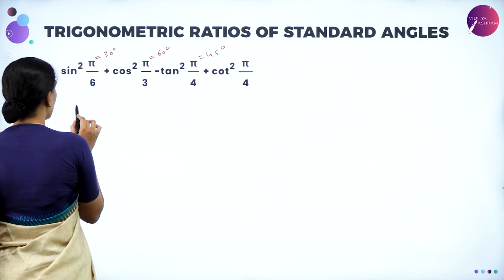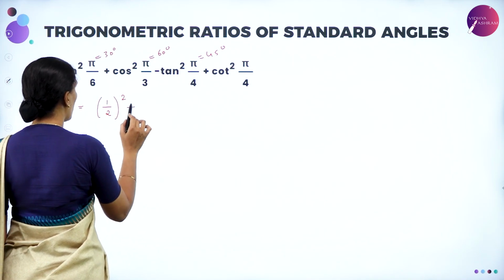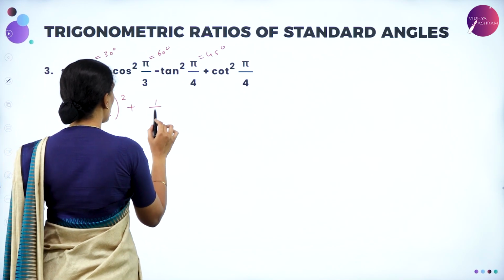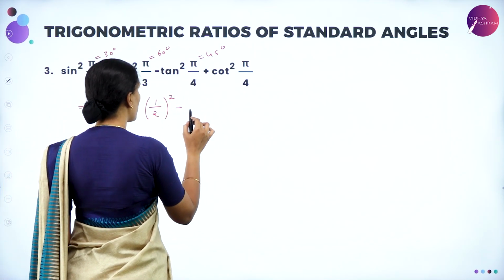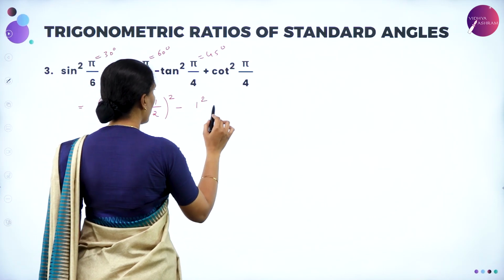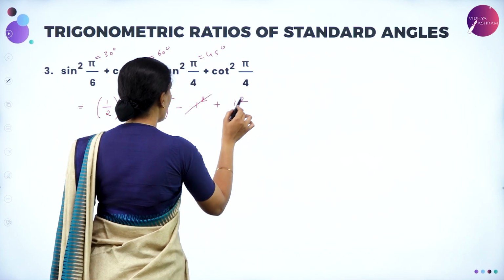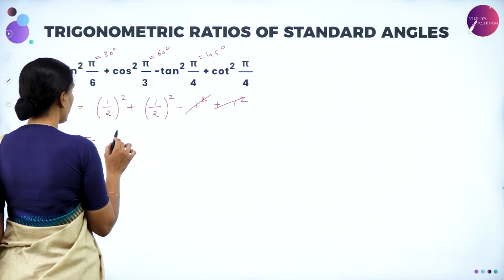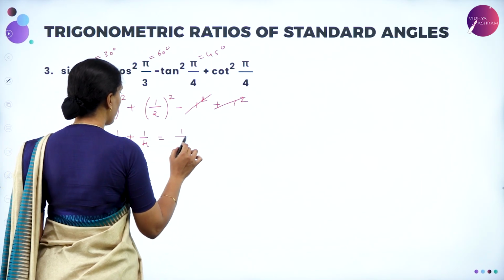So sin 30 degree is 1 by 2. Since we have square, we'll take it as whole square. Cos pi by 3 is also 1 by 2, which is 1 by 2 whole square. Tan 45 is 1, so 1 square. Next, cot 45 is also 1, so 1 square. So minus 1 plus 1 cancels here. So we have 1 by 4 plus 1 by 4, which is equal to 1 by 2.